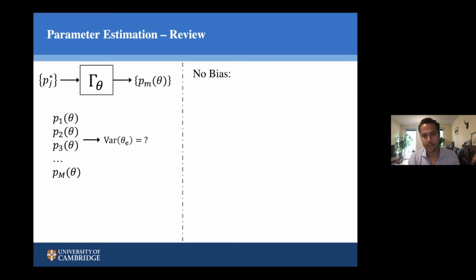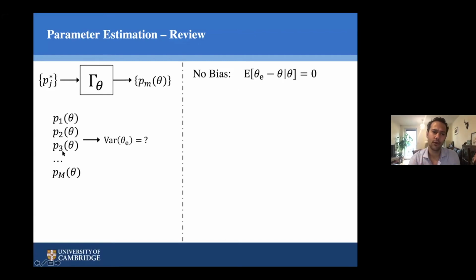We need one assumption, and the assumption is that the way we're going to estimate theta is in a way so we don't get any bias. In statistics language, this means that the expectation value of our guess is going to be equal to the true value of theta.